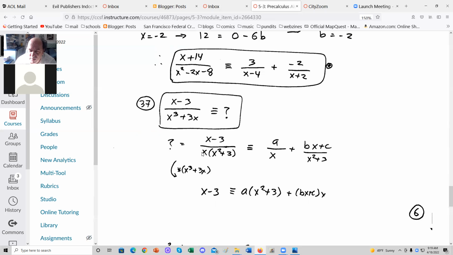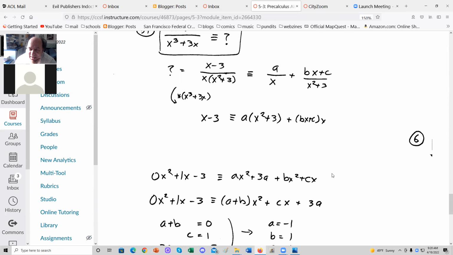Find a, b, and c to make this identical. Okay, as before, we multiply throughout by the denominator on the left, x times (x squared plus 3), so it cancels, leaving an x minus 3 on the left, identical to a times... The x cancels, leaves an a times (x squared plus 3). Plus (bx plus c) over (x squared plus 3) times (x squared plus 3). X squared plus 3 cancels, leaves an x times (bx plus c).